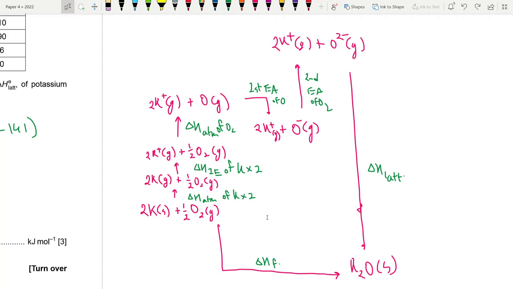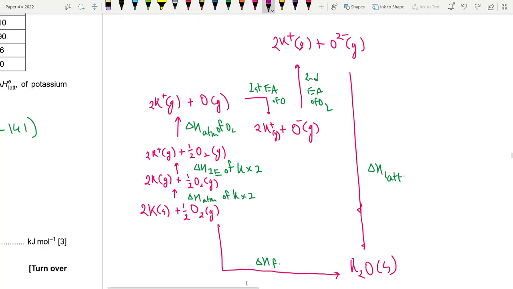So the route is enthalpy of atomization of potassium times 2, plus first ionization energy of potassium times 2, plus atomization of oxygen. Why only once? Because we're forming 1 mole of oxygen atoms, followed by the first electron affinity of oxygen, second electron affinity of oxygen, followed by the lattice enthalpy, which is equal to the enthalpy of formation. There are two routes. Either you can take the shorter route, which is more direct, or you can take the detour, but both of them will have the same displacement or same energy.